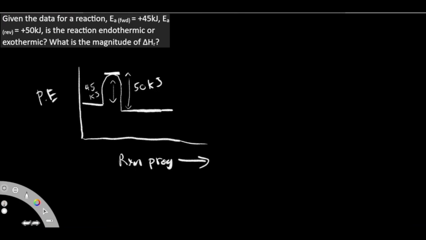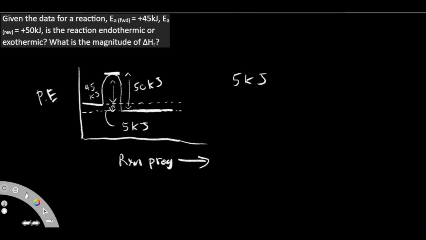So if we look at the difference between this reactant and this product here, what is the difference in between? This here is going to be 5 kilojoules. So what is the magnitude of delta H? Well, it's going to be 5 kilojoules, but remember, this is a difference of 5. However, because we have our products here that are lower in potential energy than our reactants, this means that this is an exothermic reaction. Why is this the case?